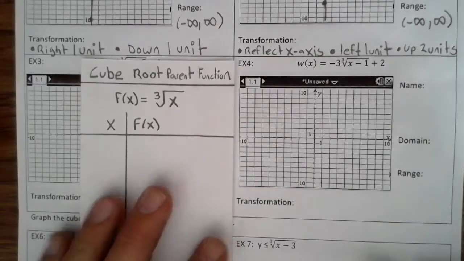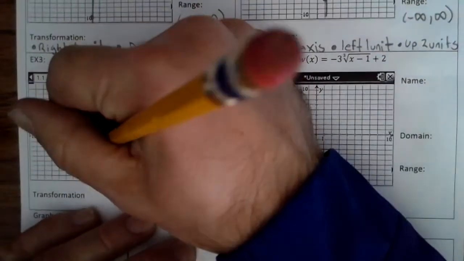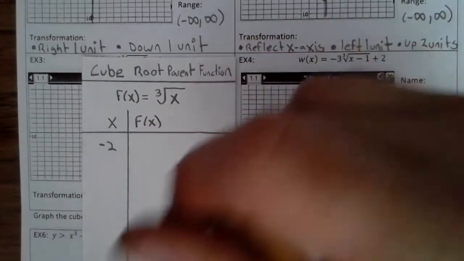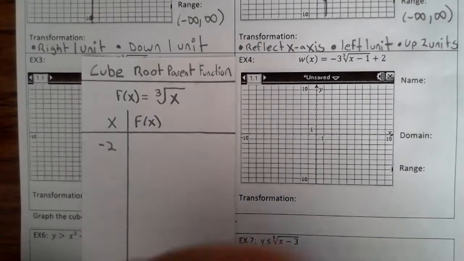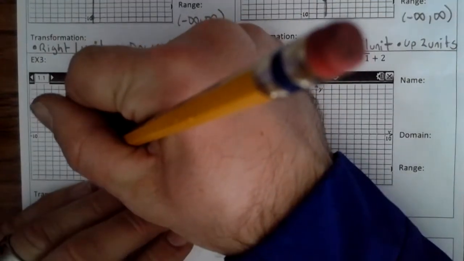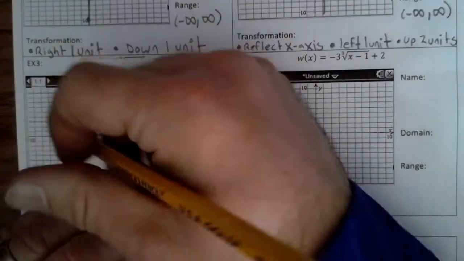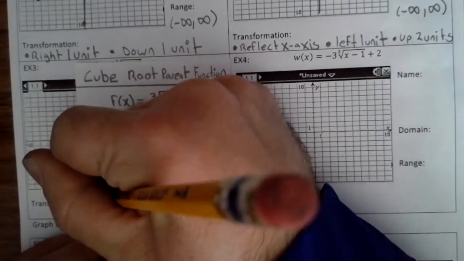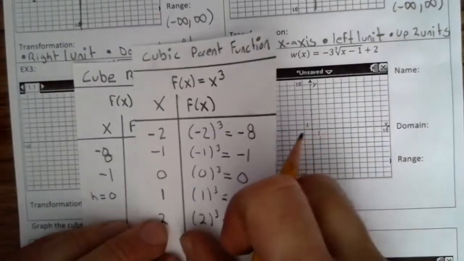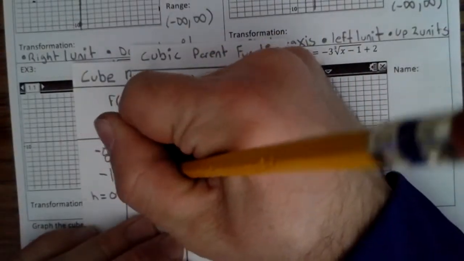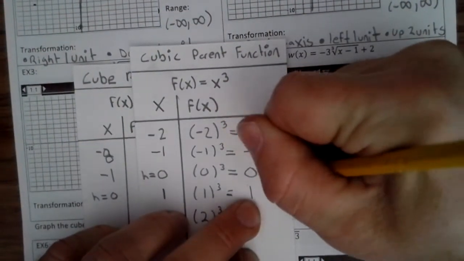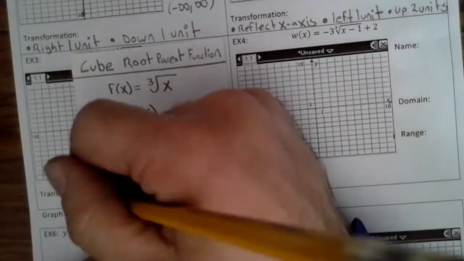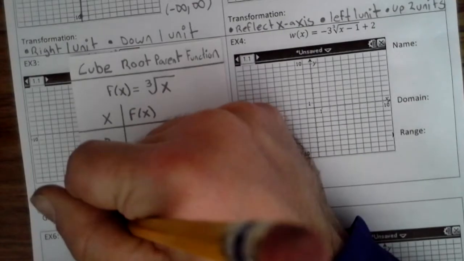Okay. So using the same x value, so when x is -2, actually, no, I'm sorry. The cube root function, we want to use -8, -1, h is 0, and I should have put that here. H is 0, and 0 is k. Okay, so +1 and +8.